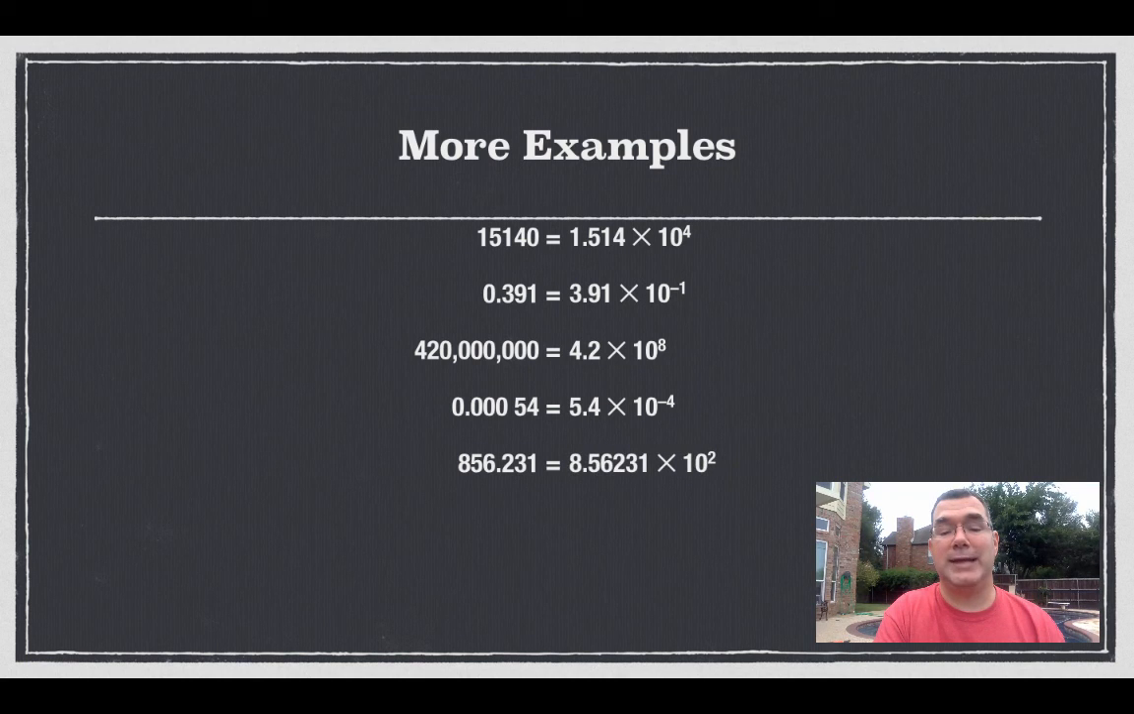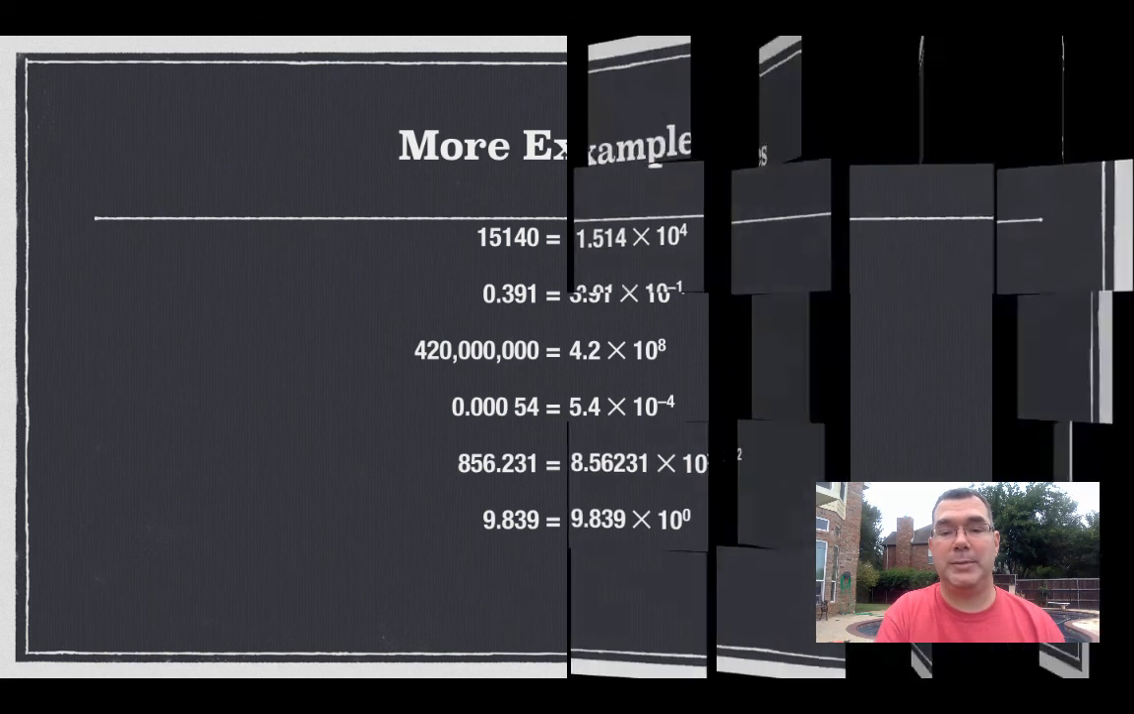856.231 is the same thing as 8.56231 times 10 to the 2. And 9.839 is equal to 9.839 times 10 to the 0. And it's an exponent of 0 because I really didn't have to move the decimal at all. It was in the right place to begin with.